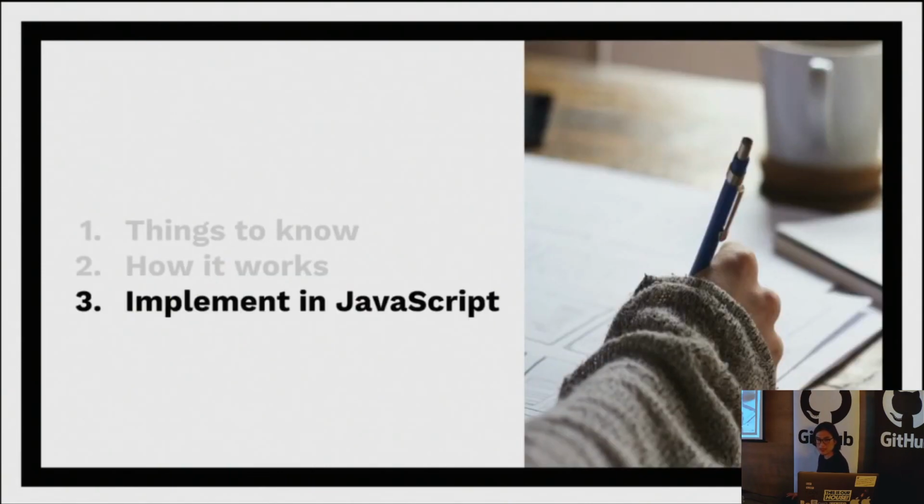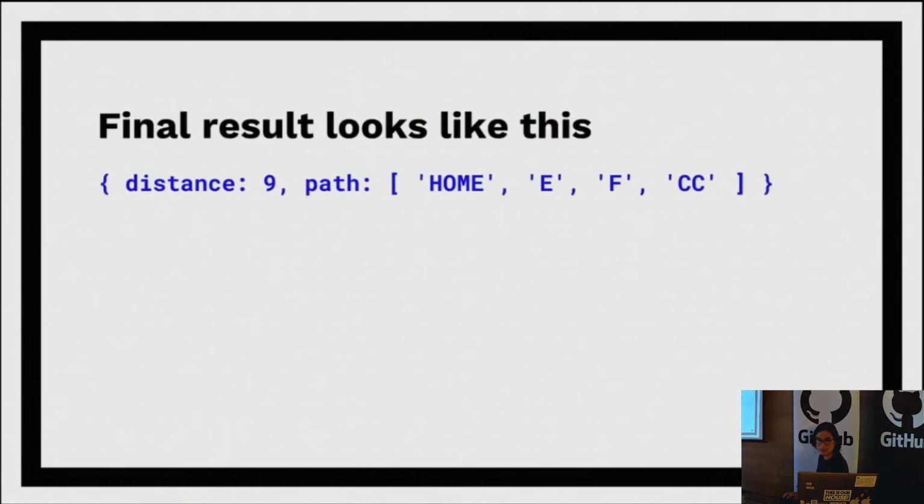Okay, let's move next. So let's implement it in JavaScript. So the final result looks like this object. Distance is 9 and the path is home to E to F and CC.